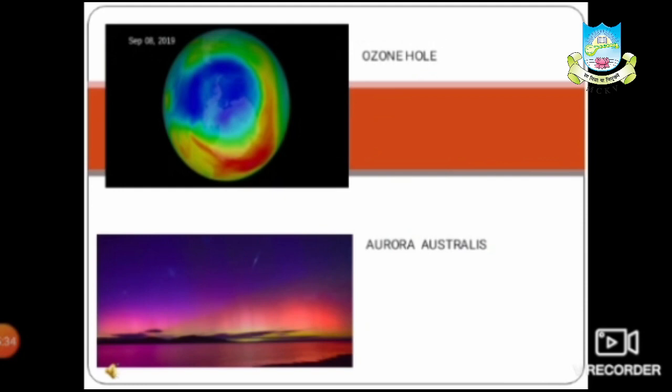In the 1980s, scientists discovered an ozone hole over Antarctica due to depletion of ozone that took place because of emission of chlorofluorocarbons, which are also called CFCs. Another special phenomenon is the lights visible in the night sky, which is called aurora australis. This is due to collision of solar wind and Earth's magnetic field.